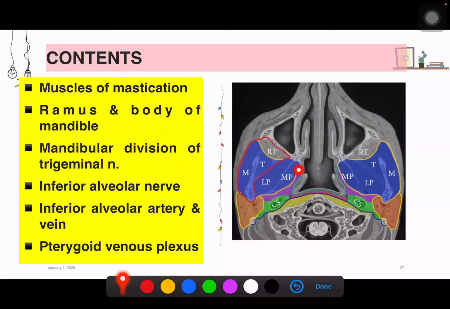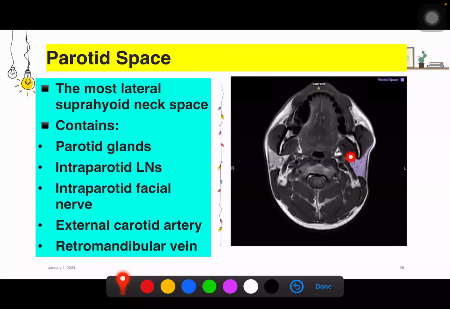Regarding the parotid space, it is the most lateral of the suprahyoid neck spaces. It will contain the parotid gland and the facial nerve after emerging from the stylomastoid foramen. It also contains the retromandibular vein, which is larger and lateral, and the external carotid artery, which is medial and smaller. It also contains intraparotid lymph nodes. The carotid space, which is right here, is enveloped by the carotid sheath and extends from the skull base to the aortic arch.